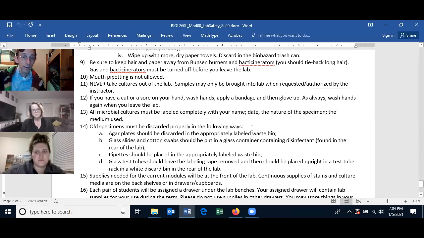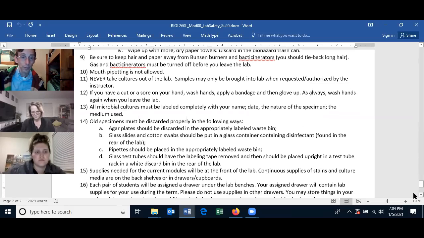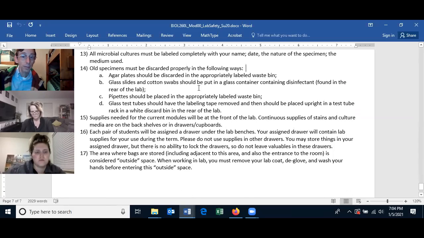You must discard cultures appropriately. Agar plates with bacteria in them go in the autoclave bag. If it's an agar plate that has no bacteria in it, then it can go in the garbage can, as long as it's closed. Glass slides and cotton swabs go in the glass container with disinfectant in it. There will be one for glass slides and one for cotton swabs.